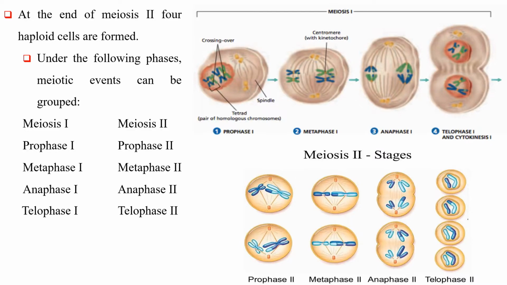Under the following phases, meiotic events can be grouped. Meiosis I involves prophase I, metaphase I, anaphase I, and telophase I. Meiosis II involves prophase II, metaphase II, anaphase II, and telophase II.